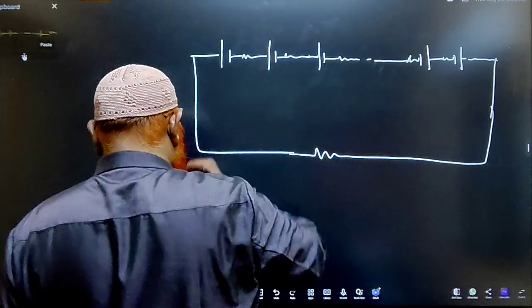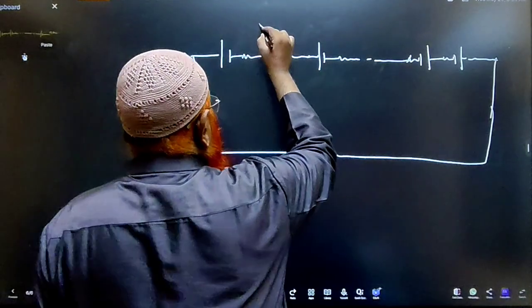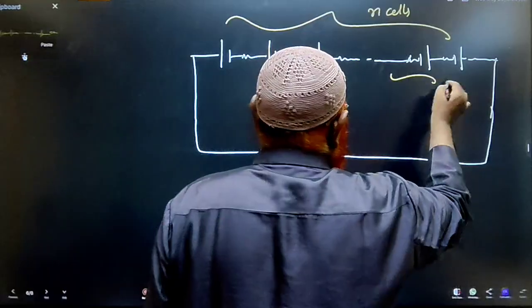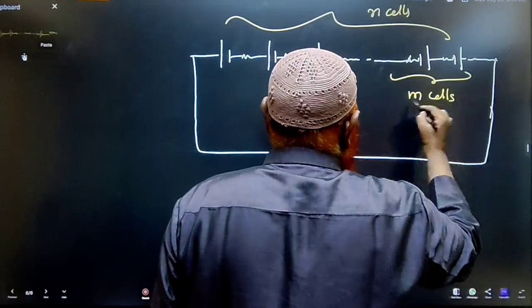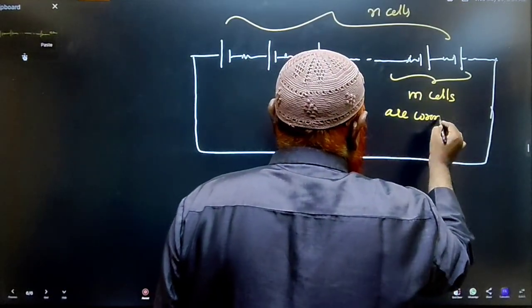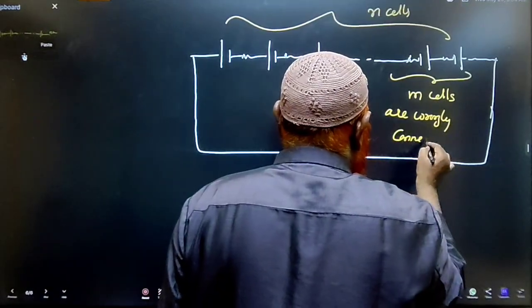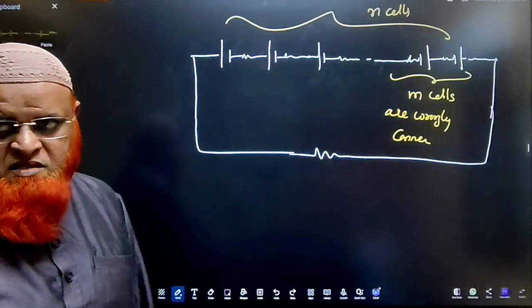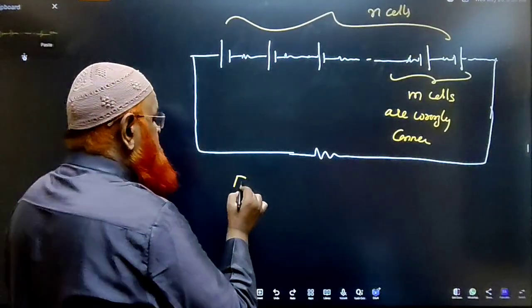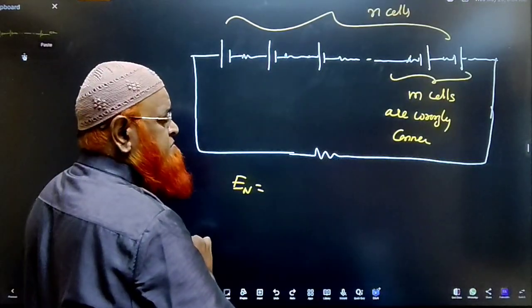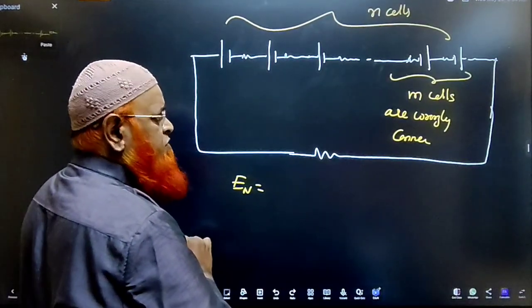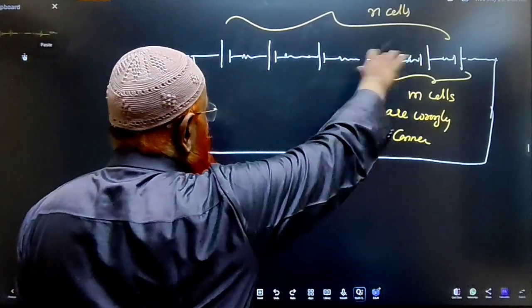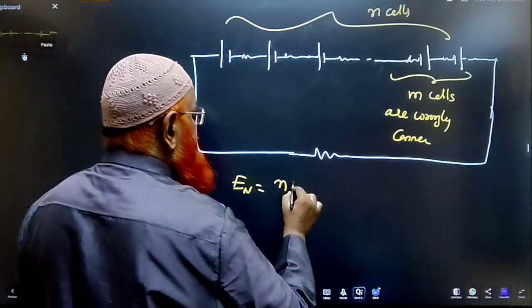Now just see in this, totally how many cells are there here? N cells are there, and these M cells are wrongly connected. Their direction is changed, they are wrongly connected. Understand? So what is the total E now? E net is how much? See, first thing is N cells are in series, no? So you'll write N.